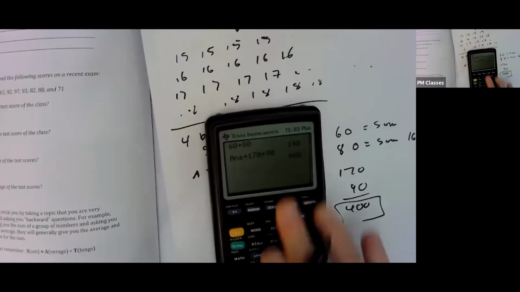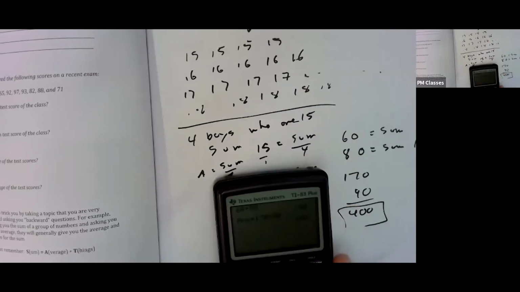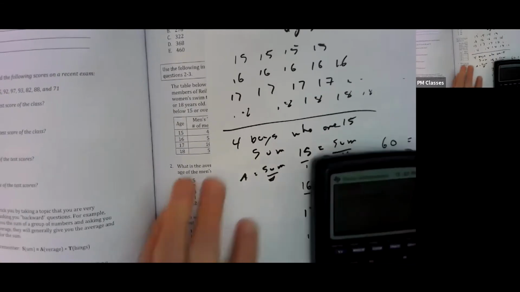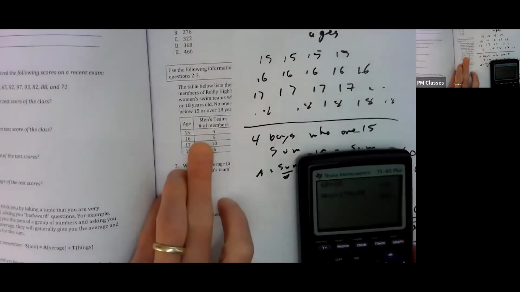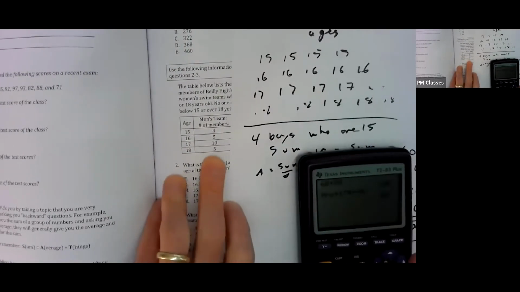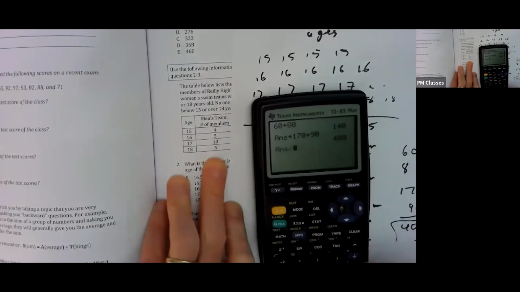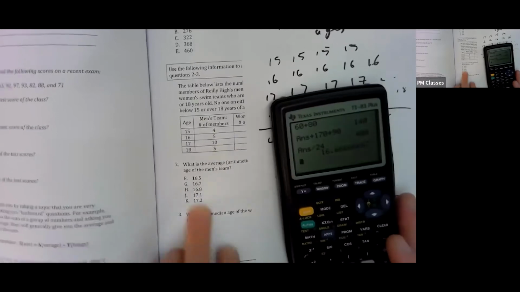So I know that all of those add up to 400. How many guys were there? Let's see here. There were 4 and 5, that's 9, plus 10 is 19, plus 5 is 24. So a total of 400 years divided by 24 is not going to be a pretty number. 16.6, 16.666, so G would be our answer. Does that make sense?